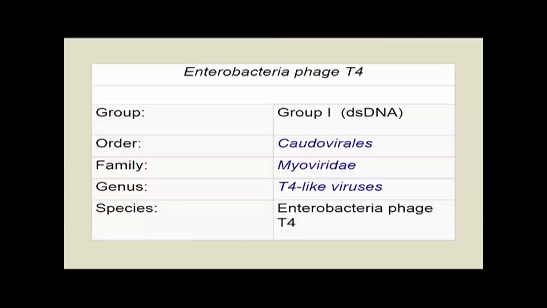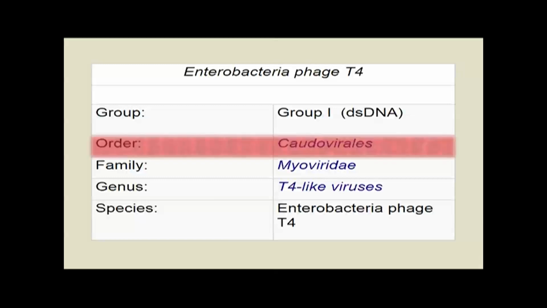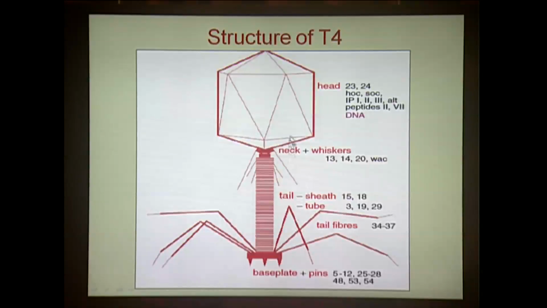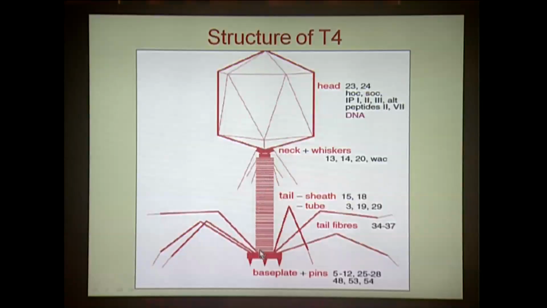Now, T4 bacteriophage belongs to Baltimore group 1 since it has double-stranded DNA as its genome, and it belongs to the order Caudovirales and family Myoviridae. T4 has been used as a model system by many renowned scientists, and it has served as a very good model for the study of genetics and molecular biology since 1940. This is the structure of T4. This complex capsid is composed of a big icosahedral head which is multiprotein, a neck, a contractile tail, tail fibers and base plate, and this is a very large lytic phage.